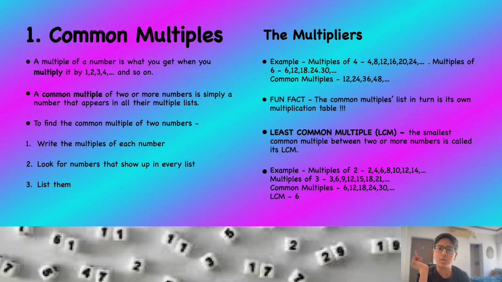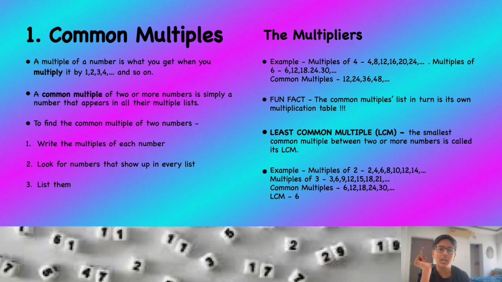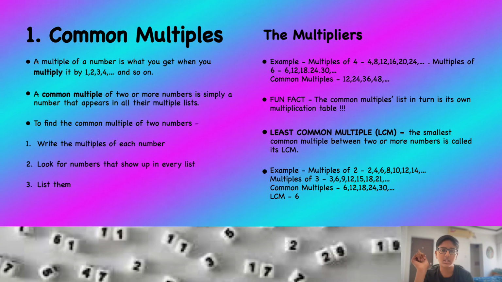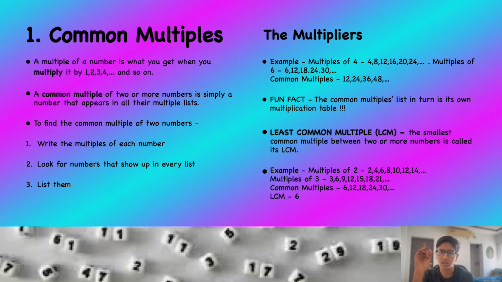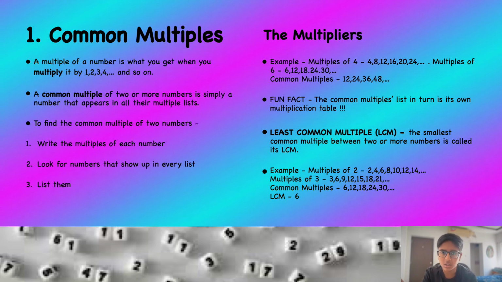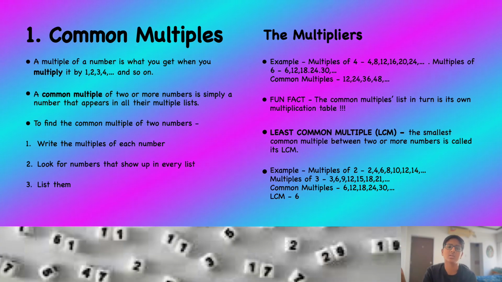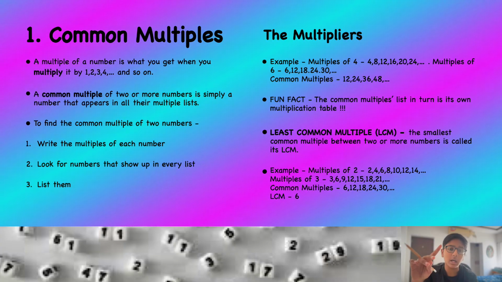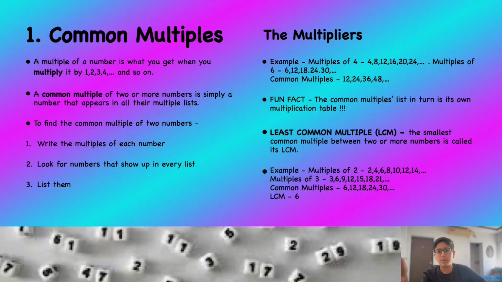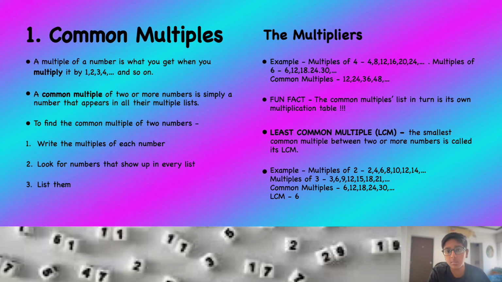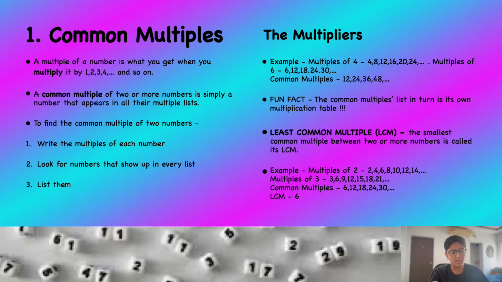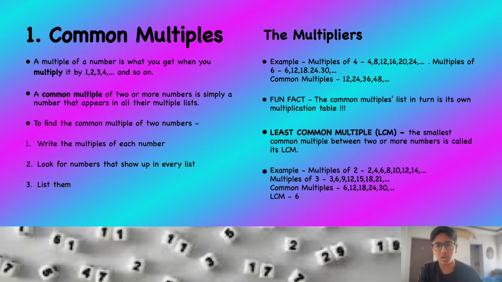Multiples of 4 are 4, 8, 12, 16, 20, 24. And multiples of 6 are 6, 12, 18, 24, and 30. Now the common multiples are 12, 24, 36, 48, and so on. One astonishing thing is that when all the common multiples are combined, they make their own multiplication list, their own multiplication table.